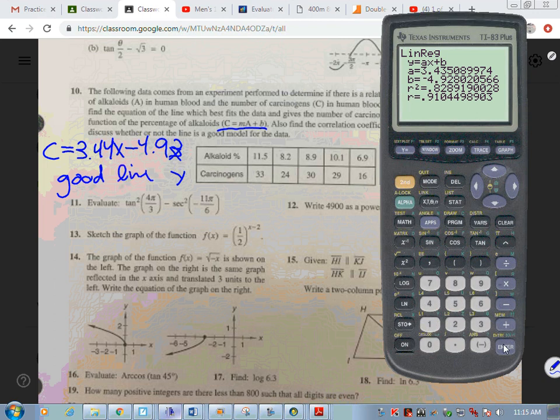But actually, I'm going to ask you to give me the R value to back this statement up, okay?